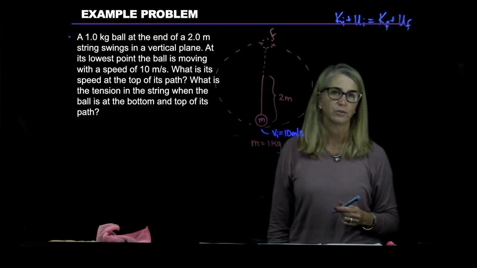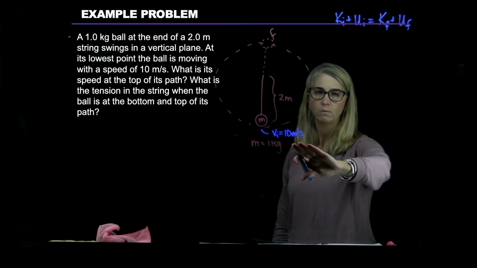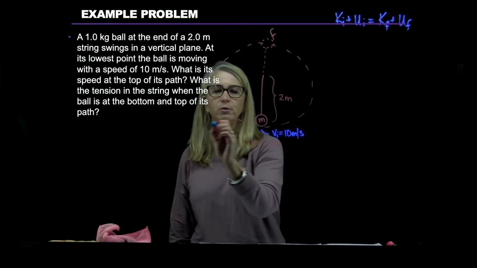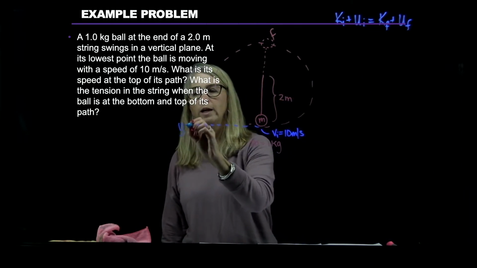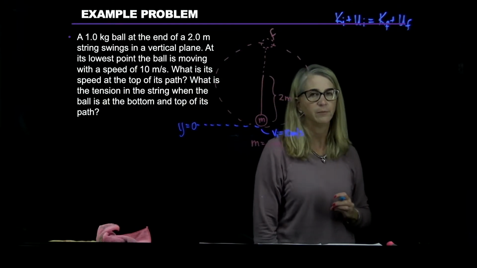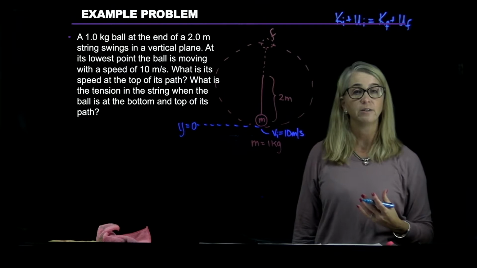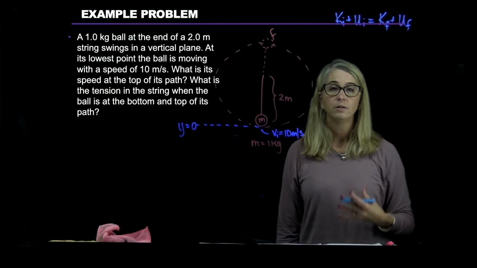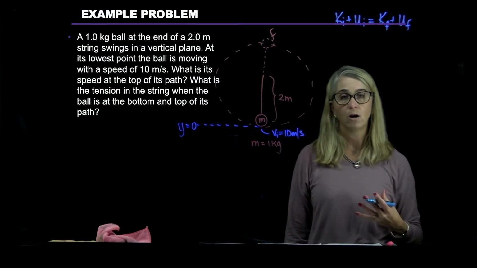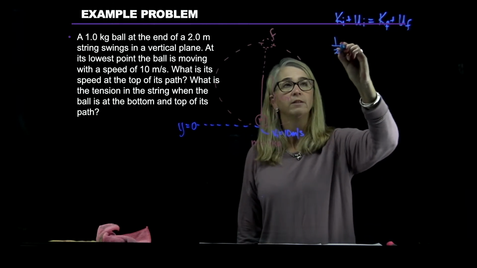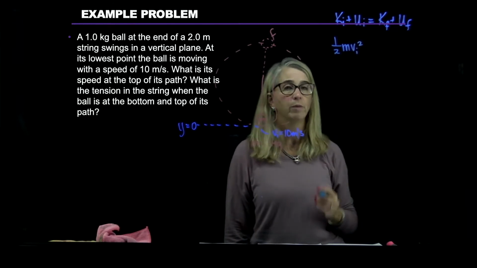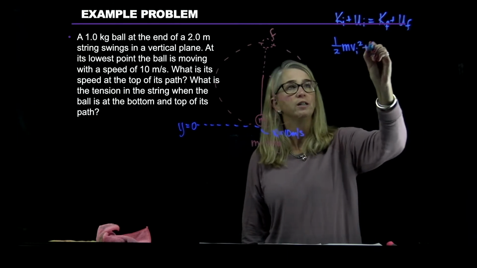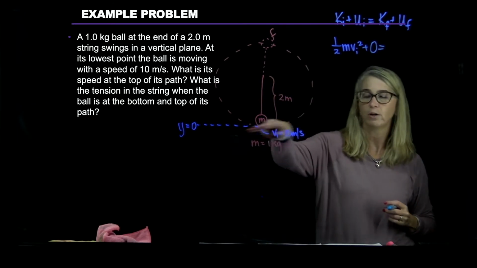So we're going to start with the conservation of energy. At the bottom is our initial point, and at the top is our final point. We also need to designate where y equals 0, because the potential energy of gravity is given by mgy. So at the initial time, the initial kinetic energy is 1/2 mv initial squared. But our potential energy initially is 0 because we let that be our y equals 0 point.